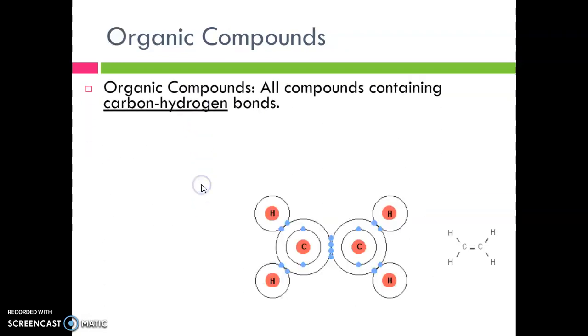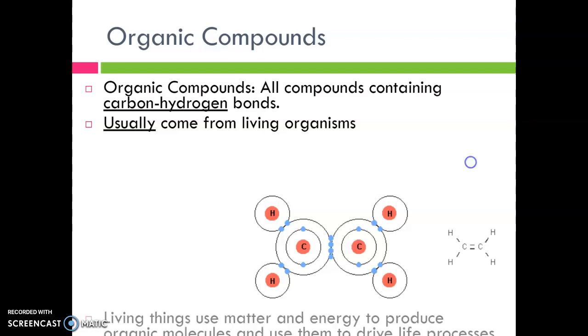So organic compounds are all compounds that contain carbon-hydrogen bonds then. So if you have bonds between a carbon and hydrogen, you've got an organic compound. Usually these come from living organisms. Okay, so they're going to come from animals or plants, or some other living things. Some bacteria can produce these organic compounds.